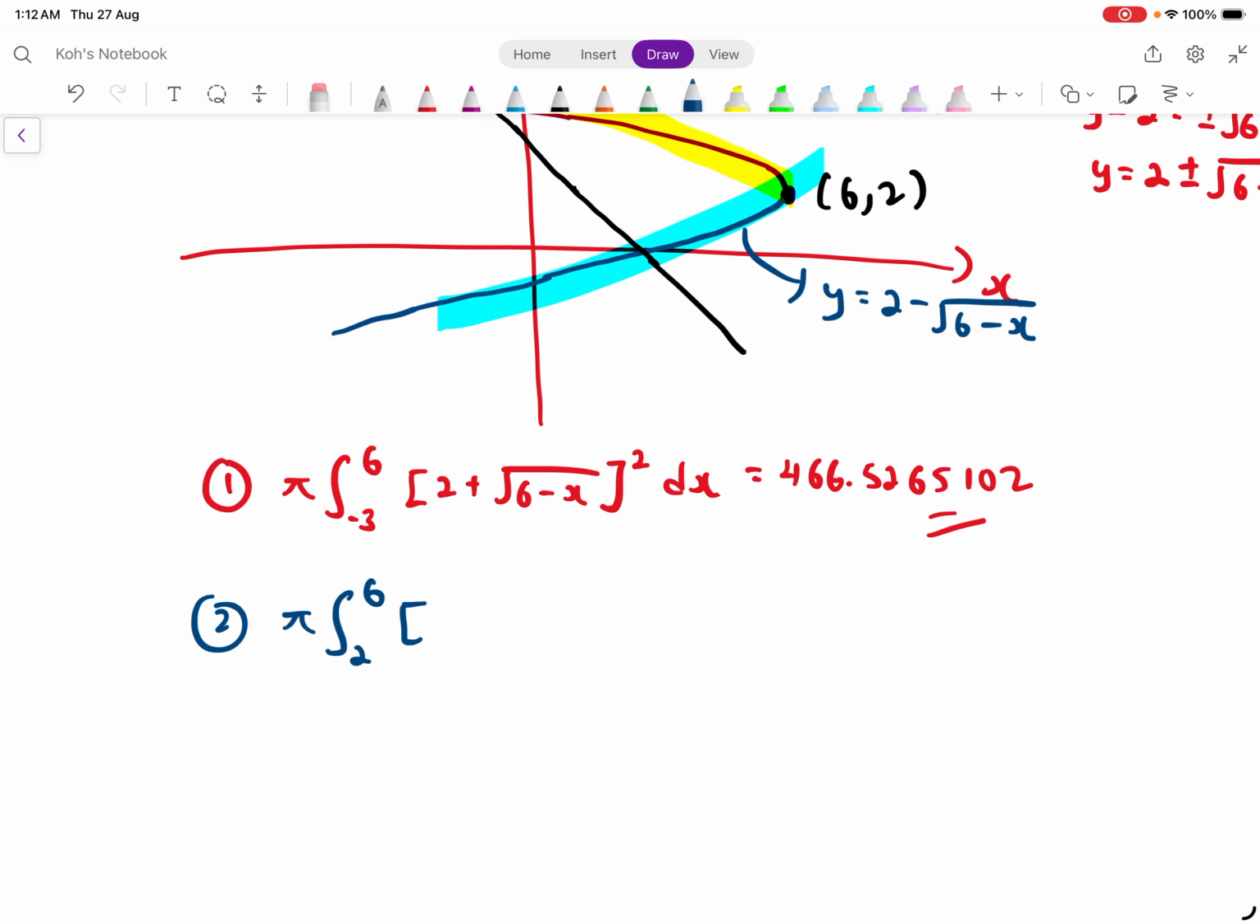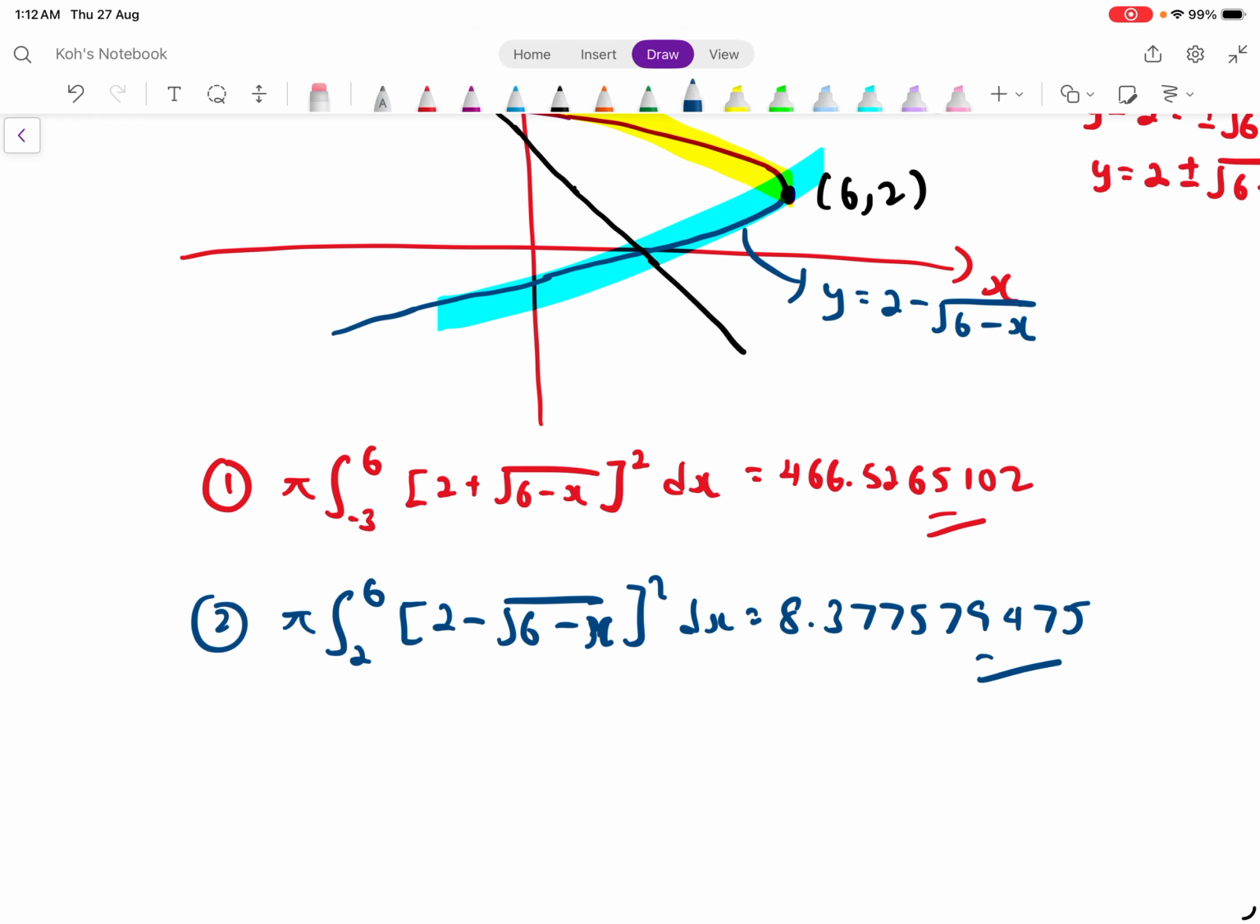Then you just put it in the GC: 2 minus root of 6 minus x, all squared, dx. This will give you about 8.3775, and so on. So this is a very small volume.